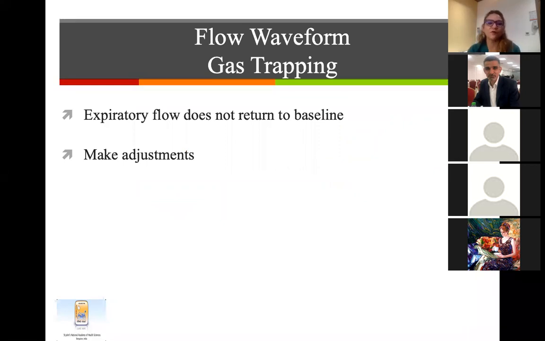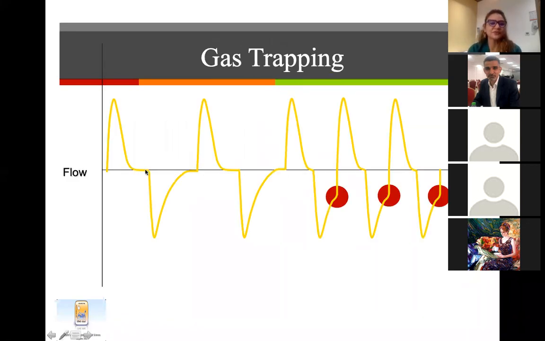Then from this flow waveform, you can also know the gas trapping. How do you know? When the expiratory flow does not return to the baseline. Simple. Here is your inspiration and then your expiration starts. You see here, the expiration is coming to your baseline. Very nice. Here also the expiration is coming to your baseline. What happened here? Your expiration has not ended at the baseline and your inspiration has started. This means you are not giving time for exhalation, and gas is trapping. Gas has not come out. It's still there and you're pushing more gas in. So when you see this, this is gas trapping.